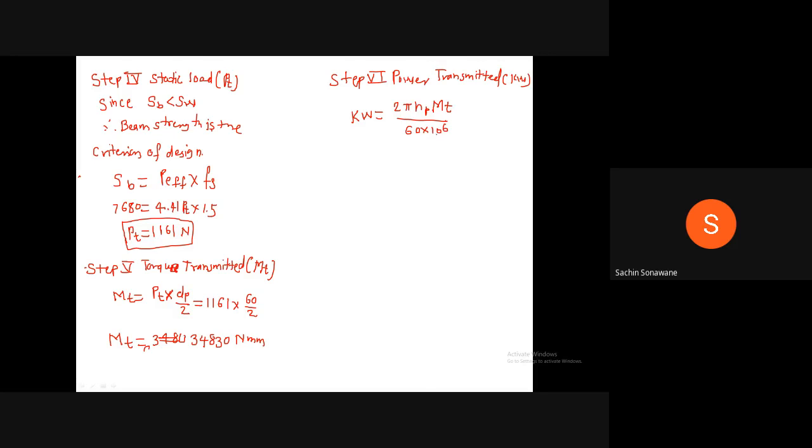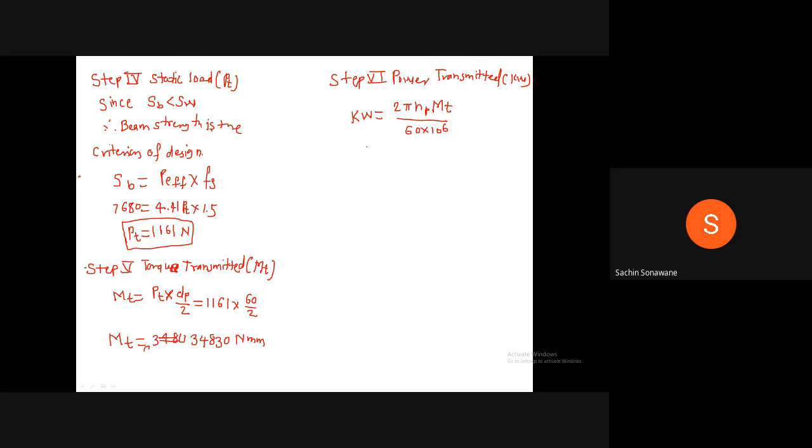Why have we taken 60 into 10 raised to 6? Because we have taken torque in Newton mm and we are going to calculate kilowatt. If you take the formula power transmitted P is equal to 2 pi n T divided by 60, we get power in watt and torque has to be substituted in Newton meter. But here we substitute torque in Newton mm and calculate power in kilowatt. That's why we have taken 60 into 10 raised to 6 in the denominator.